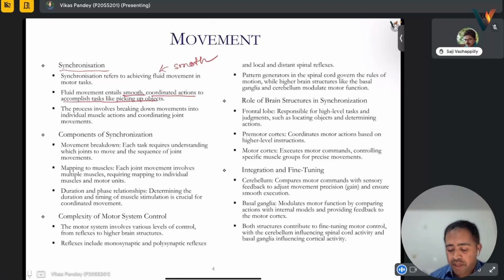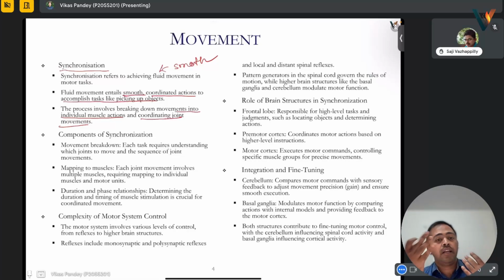This process involves breaking down movements into individual muscle actions and coordinating joint movement. Like when I am picking up an object, this is not just one movement. It is a combination of a lot of joint movements. Like my hand will have different joints. So this is how individual actions are mapped. Individual muscle actions are separated, and then these are coordinated. All of them are synchronized in the brain and spinal cord, and then the action occurs.